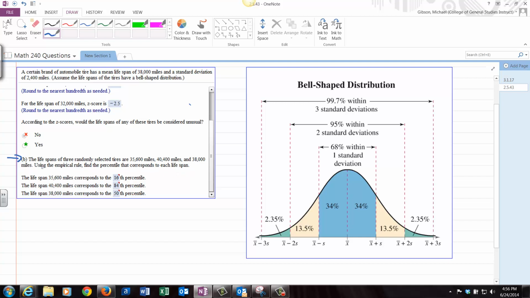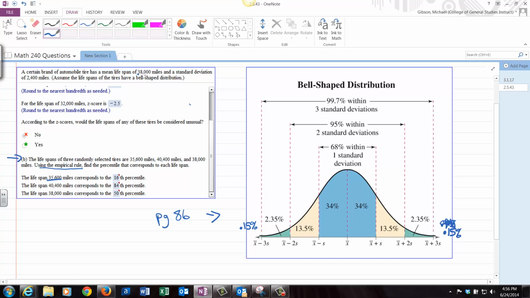All right, any question that says using the empirical rule means to use this chart over here that's on page 86 in our book. There's one little thing here that they don't do a very good job of making clear, and that is there is 0.15% out to the left and 0.15% out to the right. Okay, so lifespan 35,600 miles.